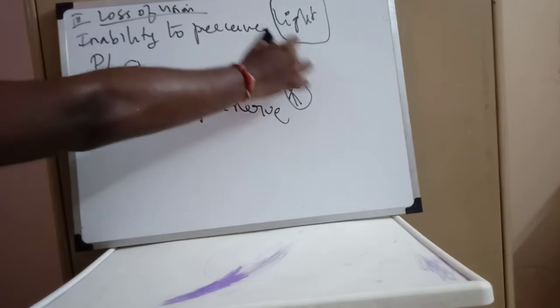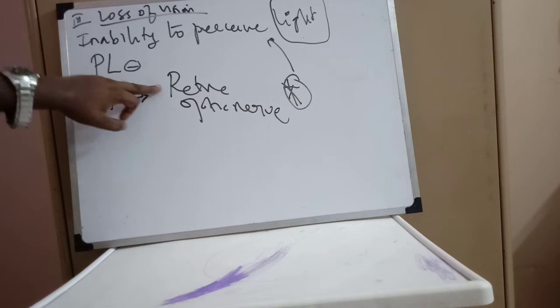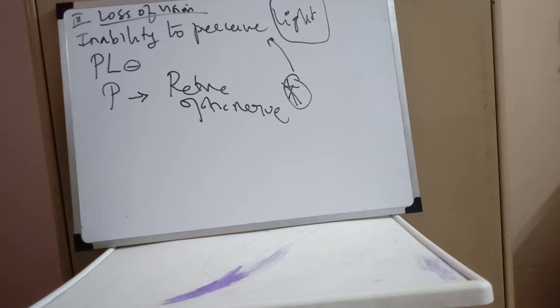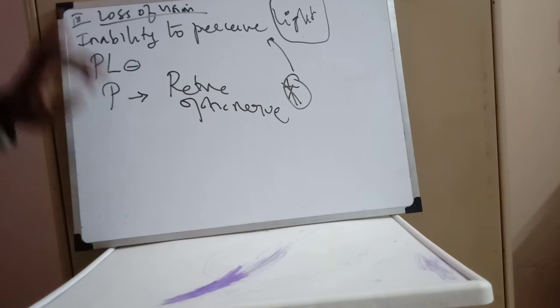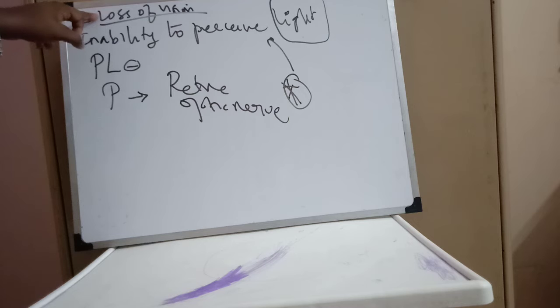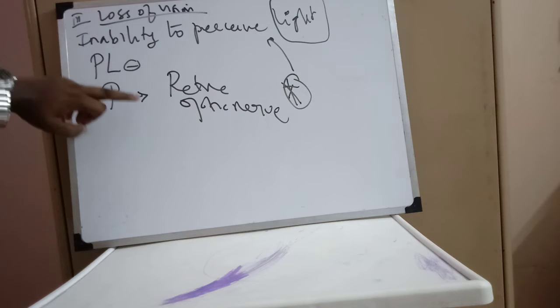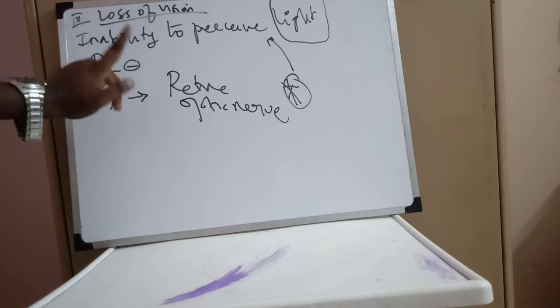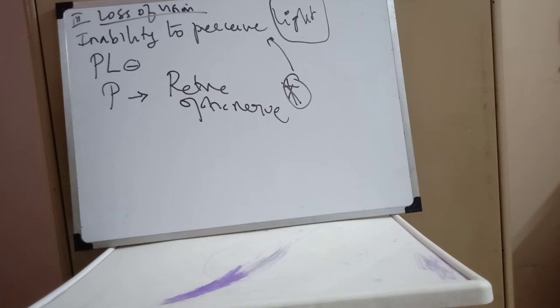Only then will you get loss of vision. If you have any other isolated disease involving any other part of the eye, but the retina and the optic nerve remain normal, you are not going to have loss of vision. If there is a disease of any other part of the eye, but the retina and the optic nerve are also involved, then you have high chances of getting loss of vision. But for loss of vision, a prerequisite is the retina and optic nerve must be involved. Okay.